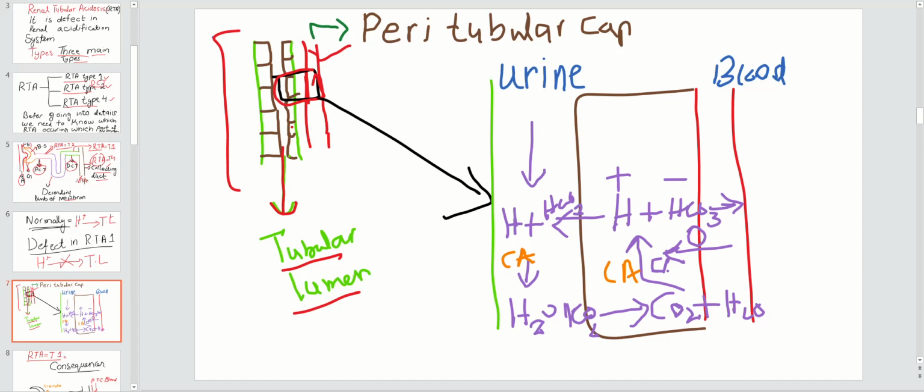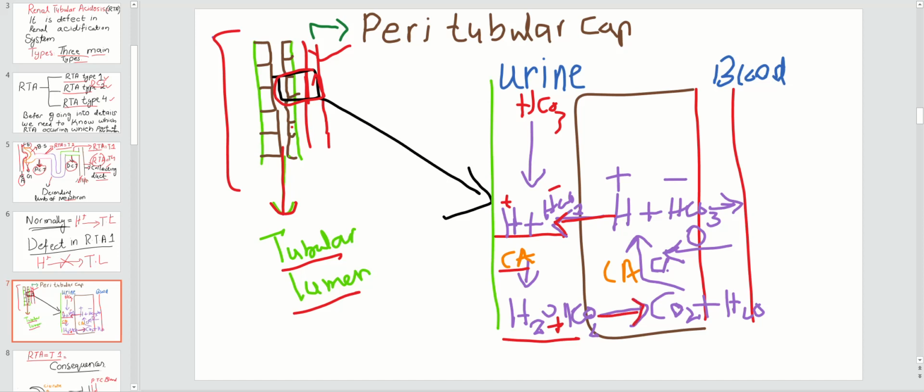Now you can see what is happening. I am starting from here. This hydrogen ion is secreted into the tubular lumen, right? This hydrogen ion will combine with the bicarbonate ion, which is coming from above. The bicarbonate ion combines with the hydrogen to form H2CO3 under the influence of the enzyme carbonic anhydrase. Then H2CO3 is dissociated into H2O and carbon dioxide. This carbon dioxide gets into your epithelial cell.